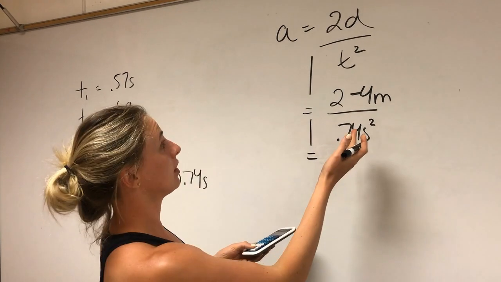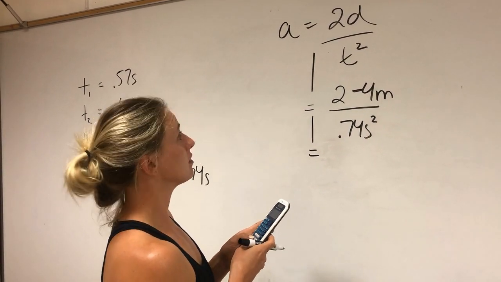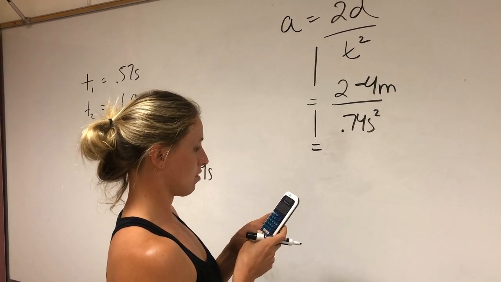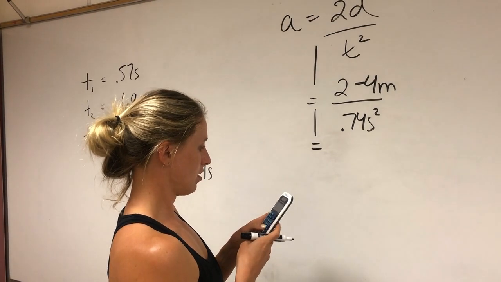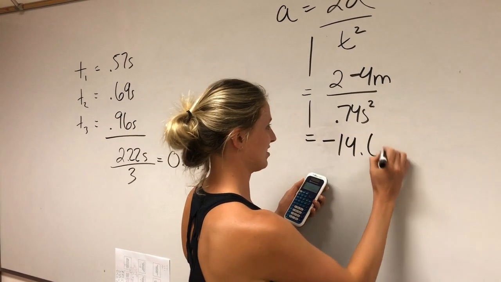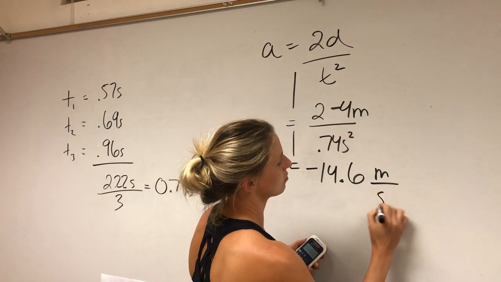So I'm going to plug this into my calculator. 2 times -4 gives me -8. I'm going to divide that. Don't forget to square this, 0.74 seconds squared. And I get -14.6 meters over seconds squared.